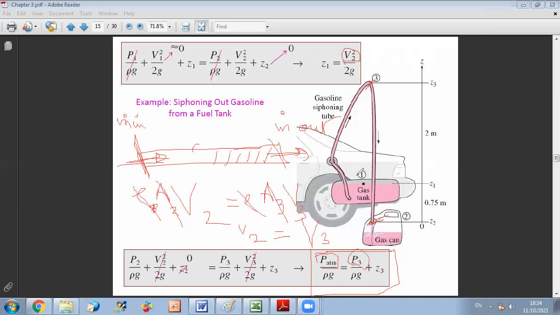If you apply between 1 and 3, you have 2 unknowns, P3 and V3. Since it's one equation with 2 unknowns, you still need another equation. So you have to use 2 Bernoulli equations to get your 2 unknowns: the velocity of the flow and the value of the pressure at point 3.